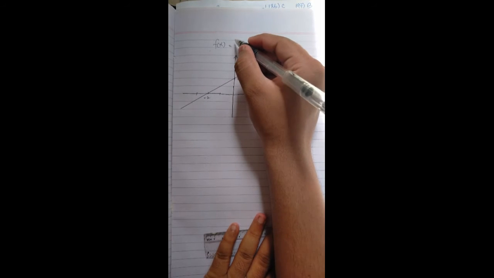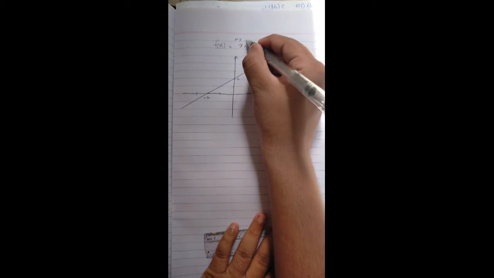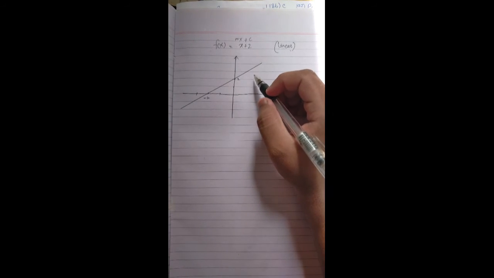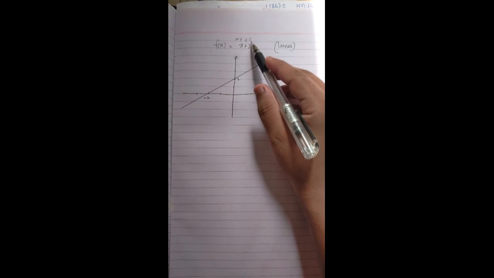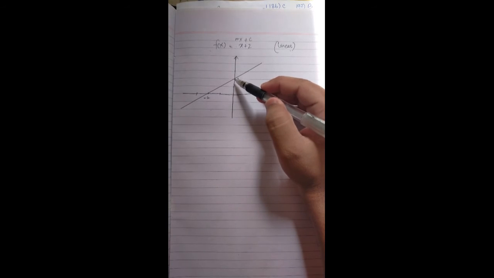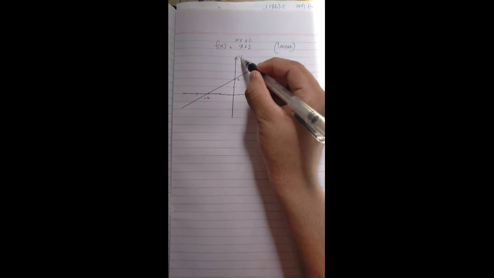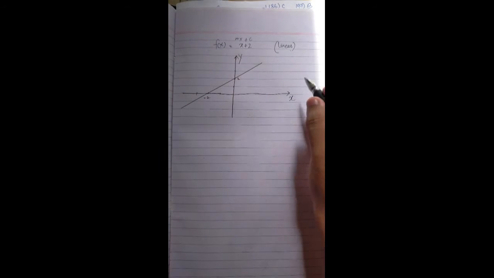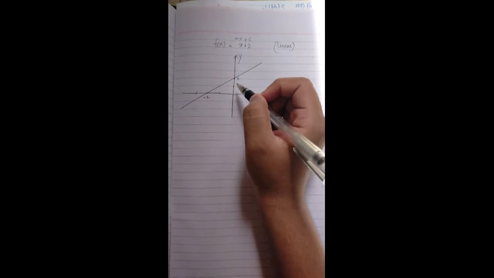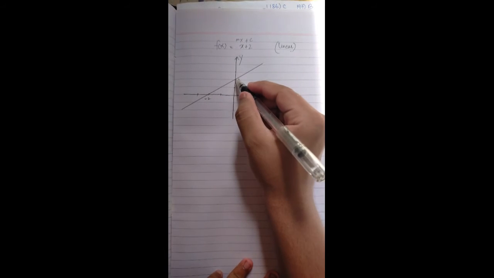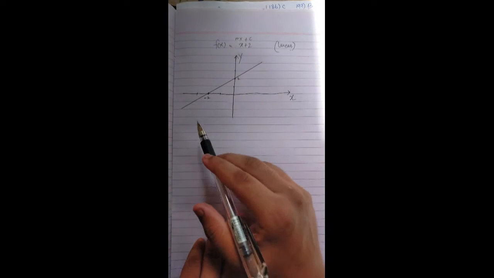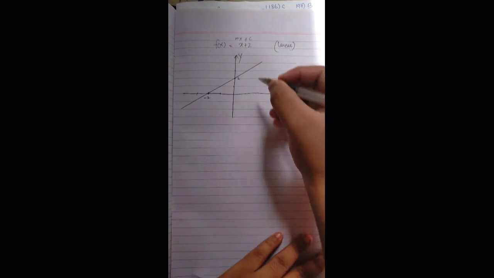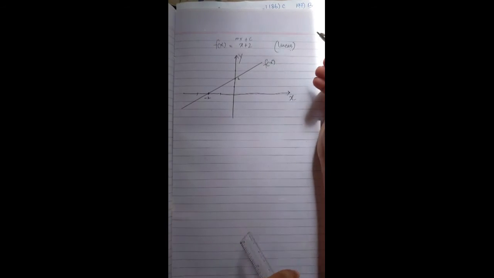How is it a straight line? This corresponds to the gradient-intercept form of the general form of a straight line. C is the y-intercept, positive 2. This is the y-axis. This is the x-axis. Positive 2 is the y-intercept, and the gradient is 1. So we have a straight line like this. So this is the graph of f of x.